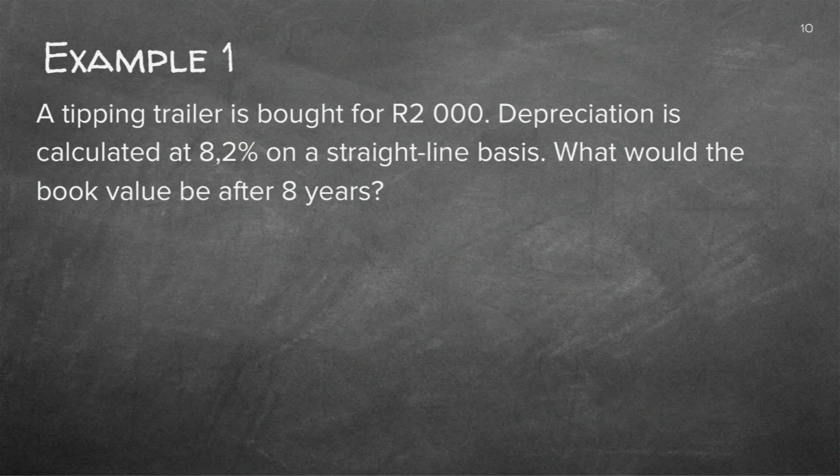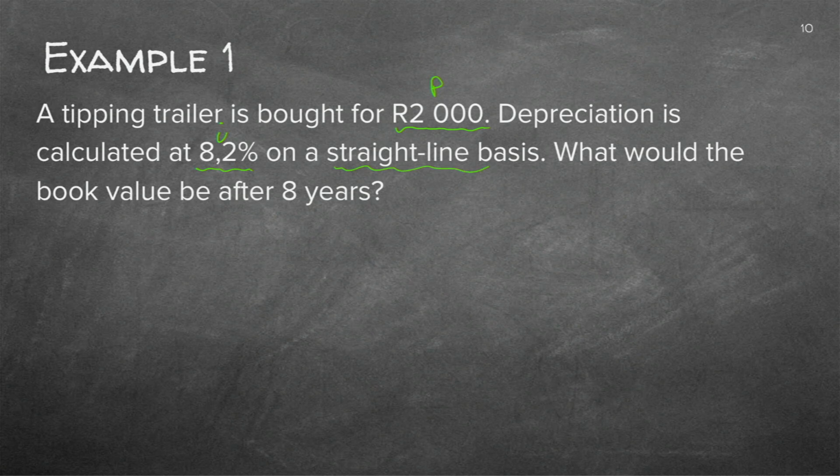Good. Let's do an example. Always easier when we do an example. A tipping trailer is bought for 2,000 Rand. When is it bought? In the future? No, it's bought now, at the present. So this is my P, present. Depreciation is calculated at 8.2% on a straight line basis.